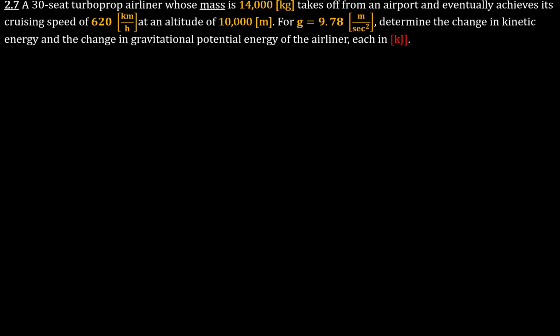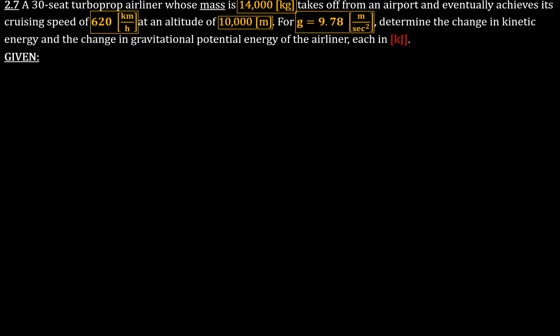So in this problem, we have a 30-seat turboprop airplane whose mass is 14,000 kilograms, takes off from an airport and eventually achieves its cruising speed of 620 kilometers per hour at an altitude of 10,000 meters, for gravity of 9.78 meters per second squared. Determine the change in its kinetic energy and the change in the potential energy of the airliner, each in kilojoules.